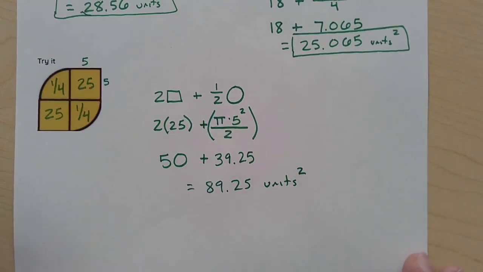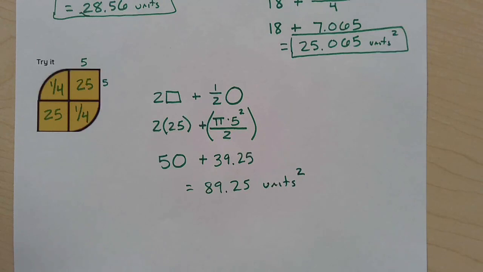And that is finding the area of a semicircle or a composite figure. So if you have any questions or you had an issue with the try it problem, now would be a good time to check it.